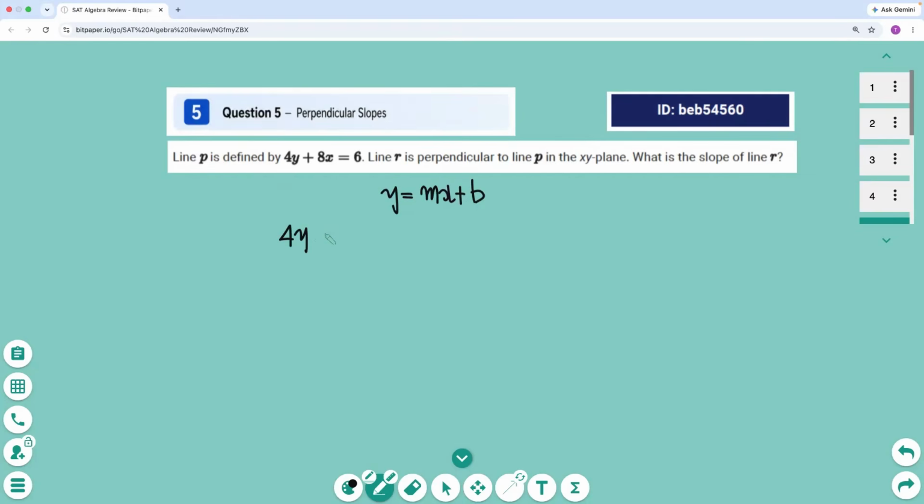So 4y plus 8x is equal to 6. Subtract 8x from both sides. 4y is equal to 6 minus 8x. Divide both sides by 4. Y equals negative 8 over 4, negative 2x, plus 6 over 4, which is 3 over 2. So the slope of line P is negative 2.